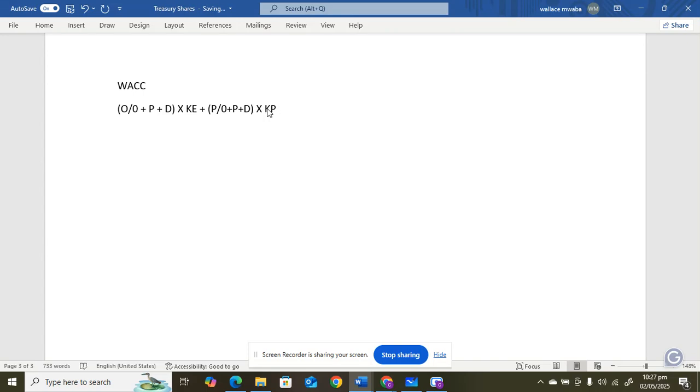Basically these weights also represent the capital structure of the business. When we say capital structure, it's just telling us how much equity financing we are using from ordinary shares and from preference shares, and how much debt financing we are using from debt.